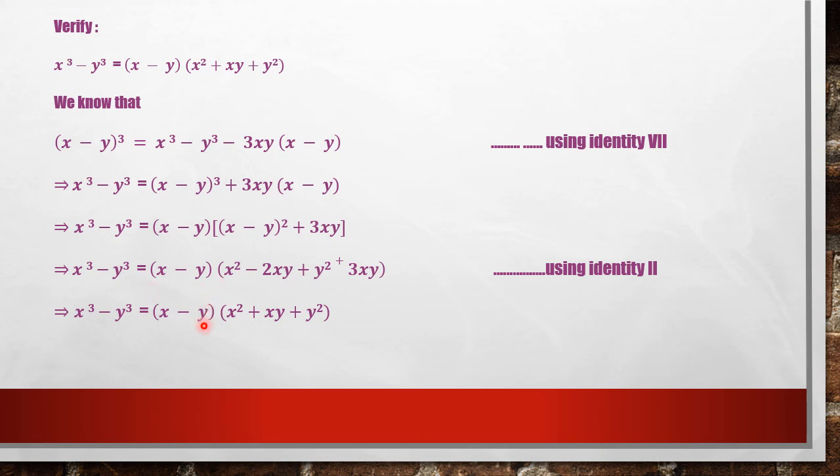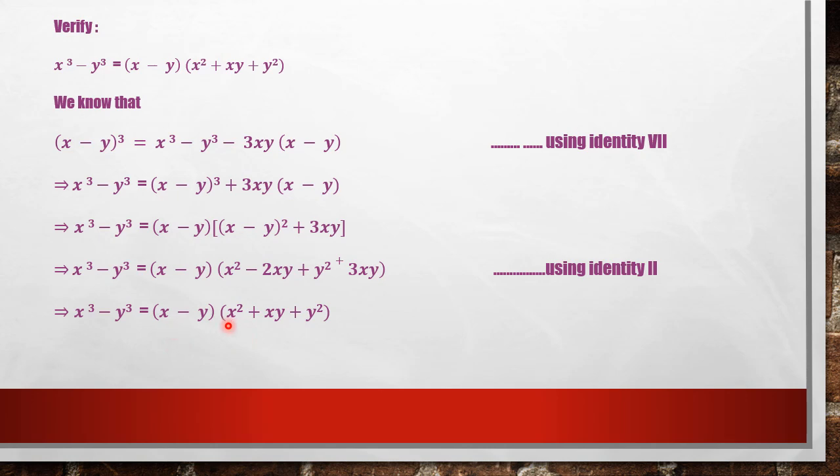X minus y will be as it is, but here you can simplify: minus 2xy plus 3xy is plus xy, which is the middle term. And I already told you that it is positive. Why is it positive? Because of this. Here it is minus 2xy, but here it is plus 3xy. So you get the middle term positive.